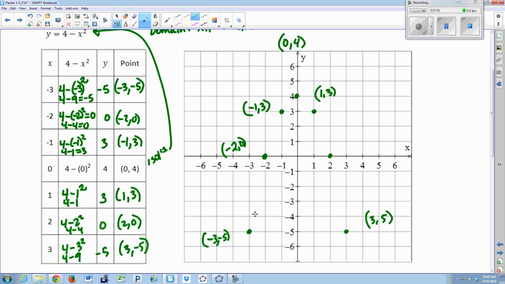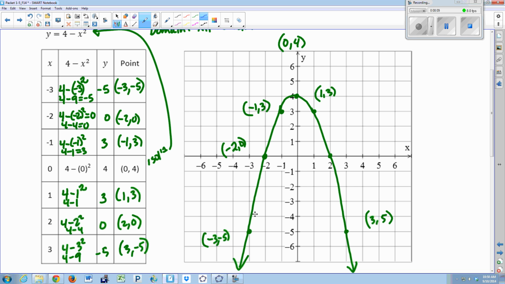I kind of always start right up here near this highest point and I make my little U-turn there. And then I kind of come down like this and aim for that. And then always put an arrow because this graph continues to go down forever and ever. And then just connect this down like this. Okay. So that's pretty much what this equation looks like if you were to graph it.